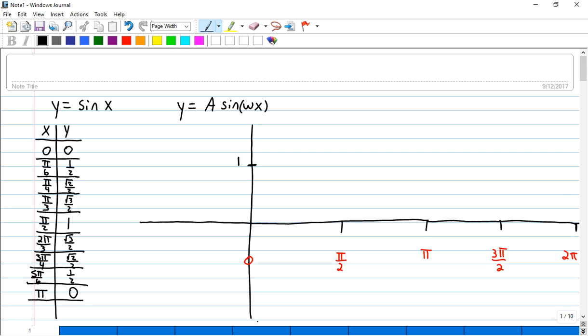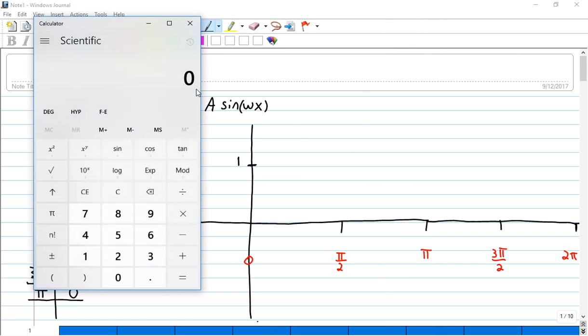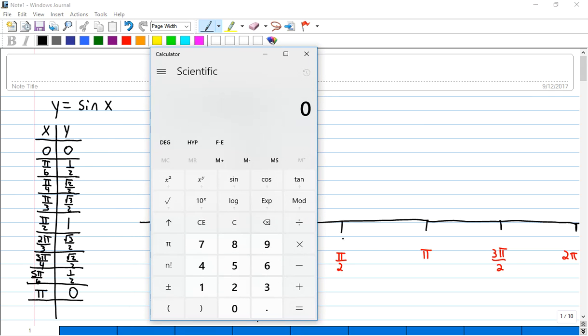All right, well, I mentioned that pi over 2 was about 1.5. Well, how do I know that? If I go to my calculator and I calculate pi divided by 2, I get about 1.57. So, you're usually used to putting 1, 2, 3, 4 on the y-axis. Well, pi over 2 is just another way of writing about 1.57.